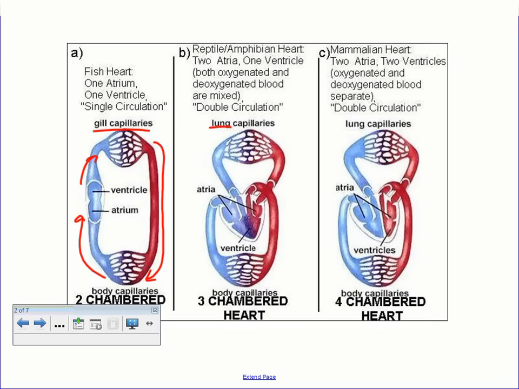In a 4-chambered heart like ours, we have this septum in the center. I don't know if you can see that I picked the wrong color. The septum is going to divide the oxygenated blood from the deoxygenated blood to make it much more efficient.